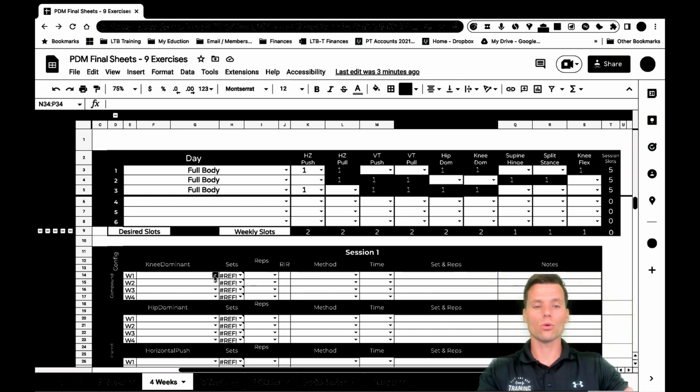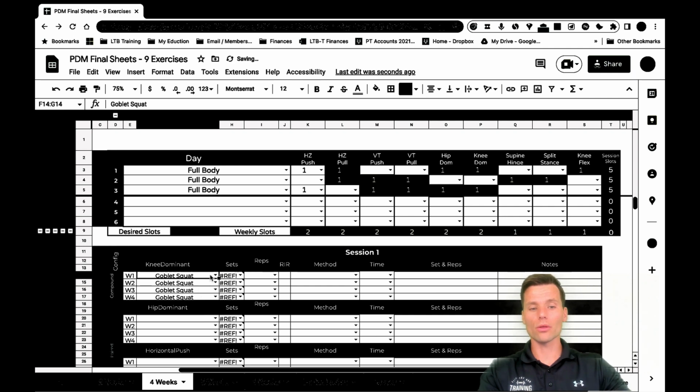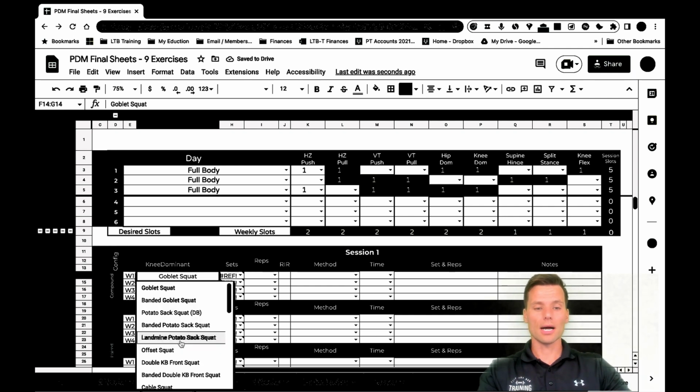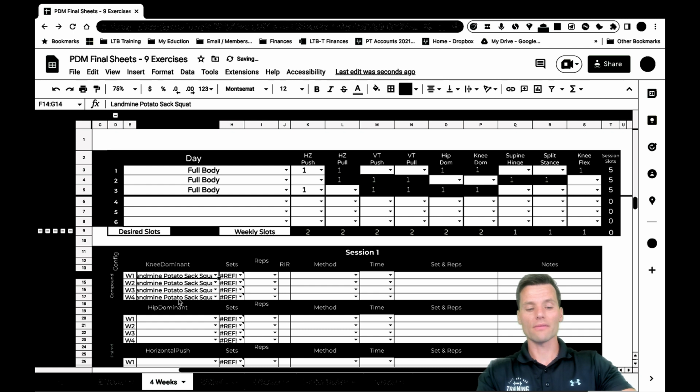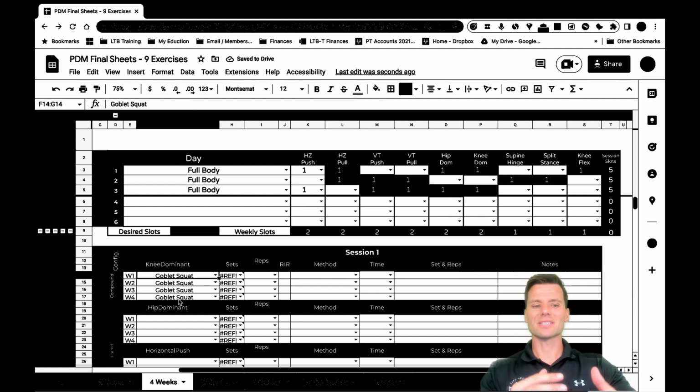The exercise for you or one client might be goblet squat. Another client, it might be a landmine potato sack squat, which is one of my favorites. But that can be individualized over time, but the set configuration would still make sense. This template would still make sense in terms of a microcycle organization or planning your week.